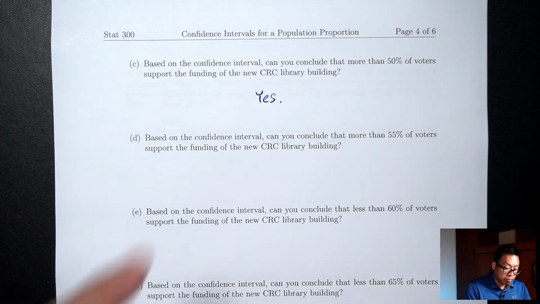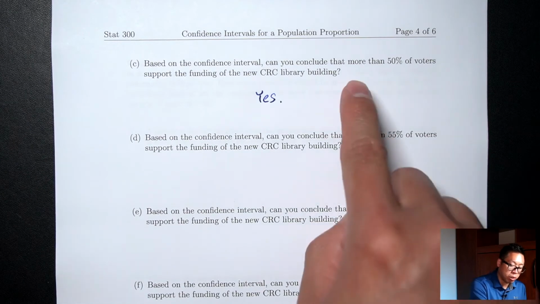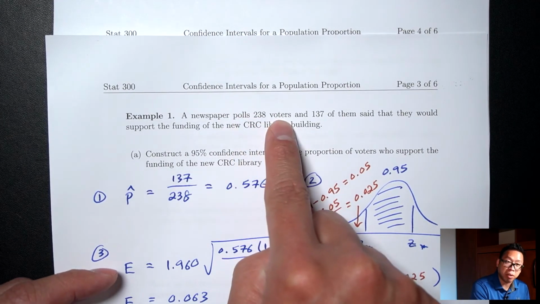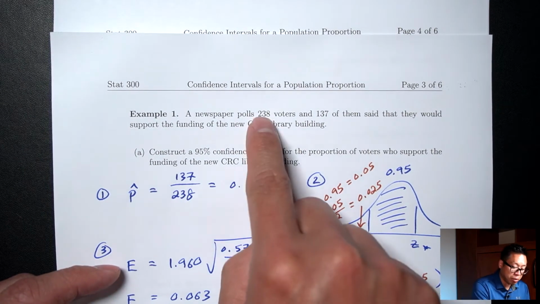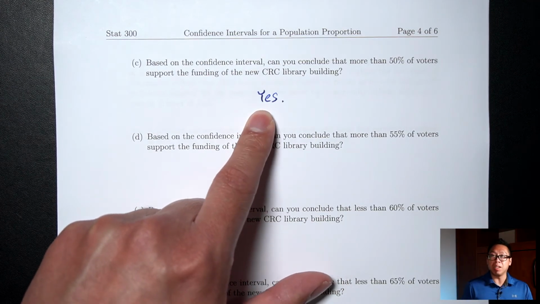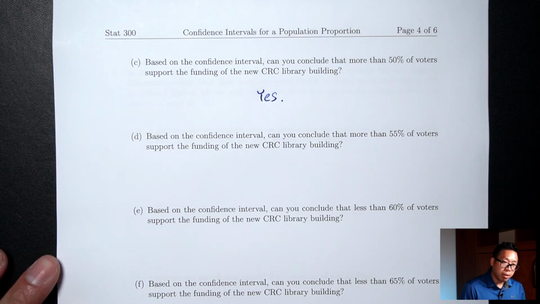And if you're a newspaper, you can now predict the election, right? Because you know that the true percent is going to be more than 50%, you can say that the CRC library building is going to win the election. And that was from asking just 238 voters, right? We didn't ask every single voter. We only asked 238 voters. And from that, we're able to predict the outcome of the election. Confidence intervals allow us to make a prediction about the entire population, which is everybody, from just data that we got from a smaller sample. So that's pretty cool.